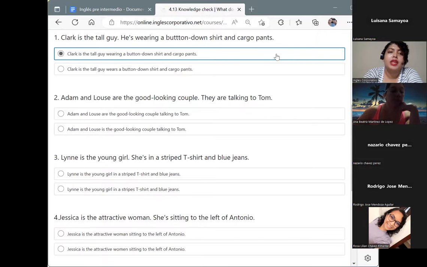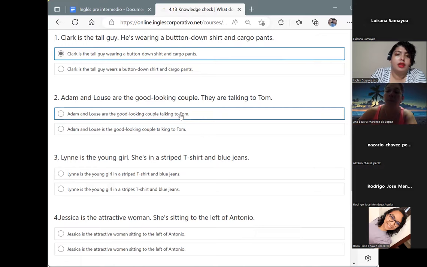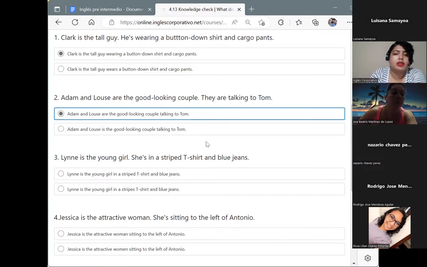Number one. Okay. Number two, Adam and Luz are the good-looking couple. They are talking to Tom. Adam and Luz are the good-looking couple talking to Tom. Or Adam and Luz is the good-looking couple talking to Tom. Number one, number two. Number one. Okay. Next one.